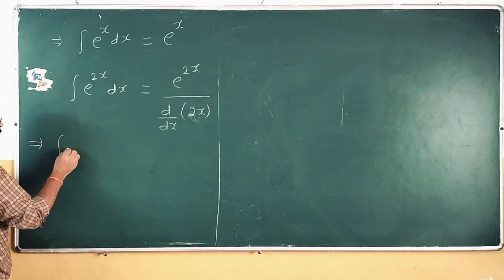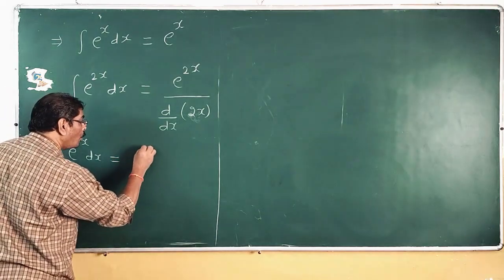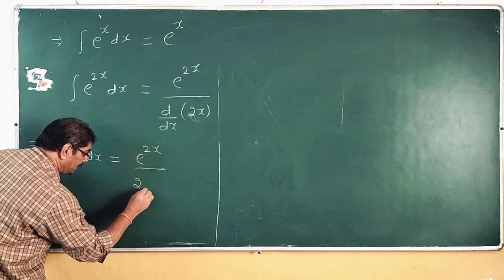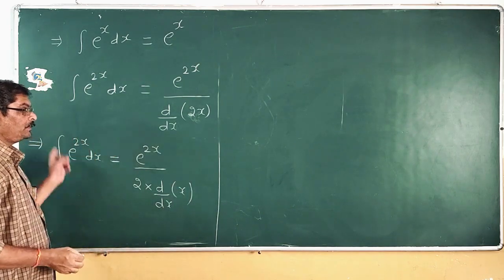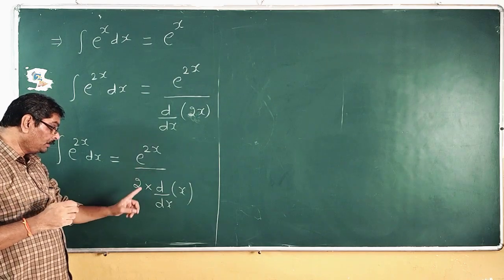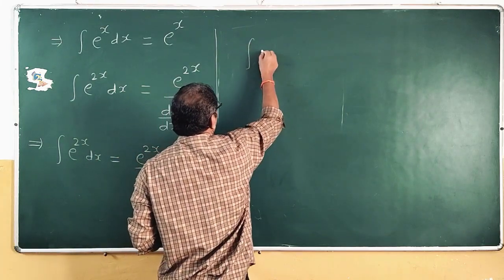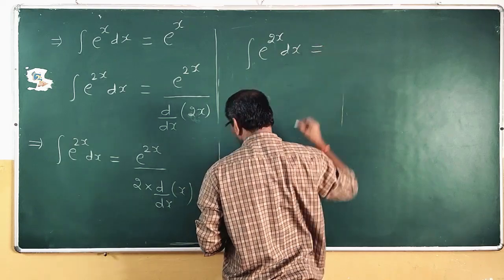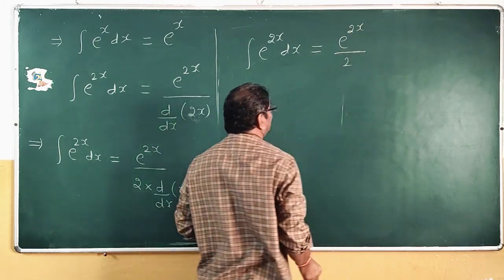So the integral of e^(2x) dx will be numerically equal to e^(2x) divided by, now 2 is a constant and can be taken outside, and the differentiation is done for the variable. So we get d/dx of x, and you already know d/dx of x is equal to 1. Therefore, the integral of e^(2x) dx is e^(2x) divided by 2.